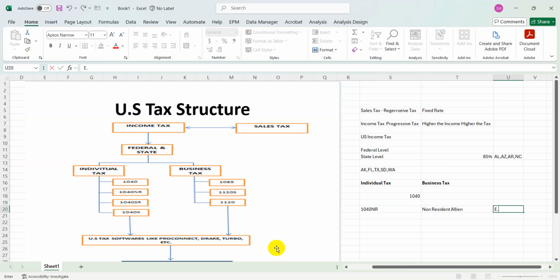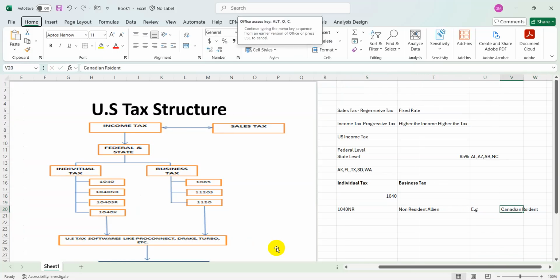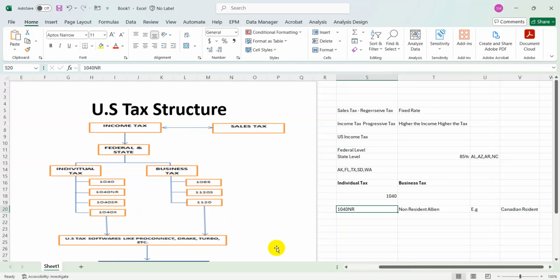For example, if you are a Canadian resident, and you are providing some services to US clients, or working remotely for a US based company, then you are going to file 1040 NR to report your income, your credits, your expenses, each and everything in 1040 NR. The second one is 1040 SR.